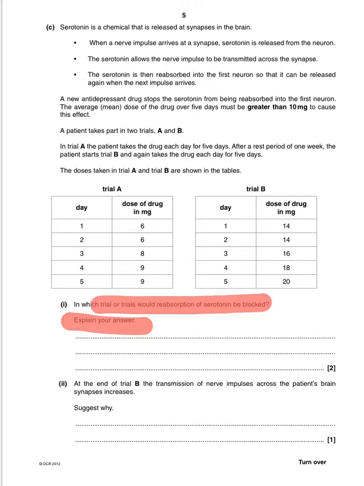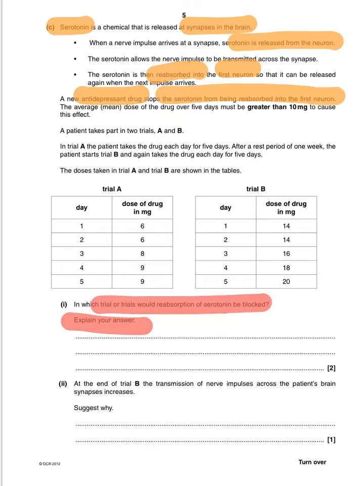Serotonin is a chemical released at synapses in the brain. Yeah, we know that. Serotonin is released from the neuron. Serotonin allows the nerve impulse to be transferred across the synapses. Serotonin is then reabsorbed into the first neuron so that it can be released again when the next impulse arrives. A new antidepressant drug, possibly something similar to Prozac, stops the serotonin from being reabsorbed into the first neuron. The mean dose of the drug over 5 days must be greater than 10 milligrams to cause this effect.